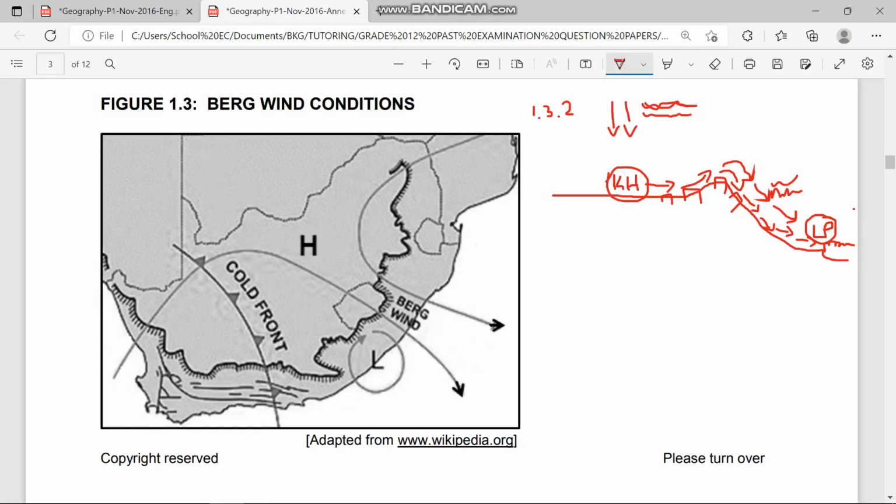So these are marks, guys. These are marks for one, subsiding air; two, the presence of the Kalahari High; three, heating of the air adiabatically at 1 degree Celsius per 100 meters; the coastal low pressure is present there, and also a diagram. This is 4 marks. That was our 4 marks. Then you carry your 4 marks.